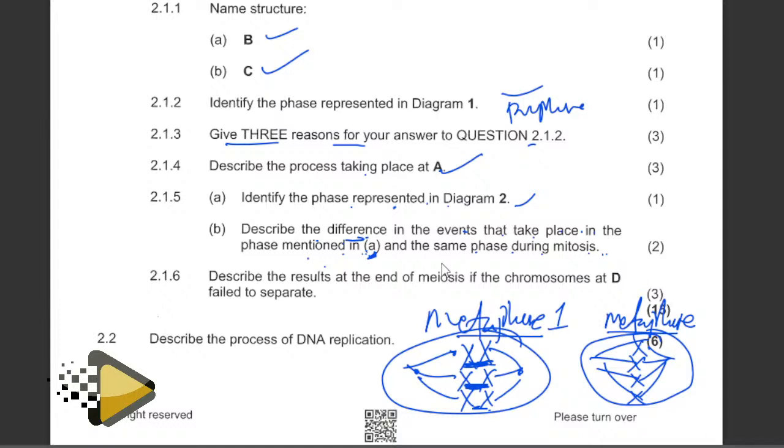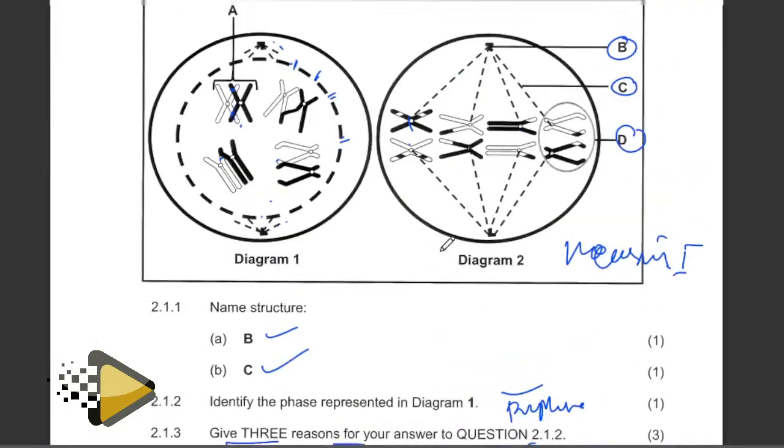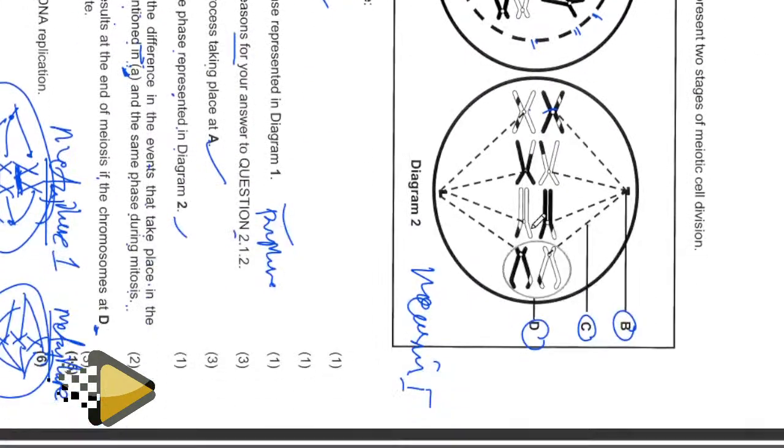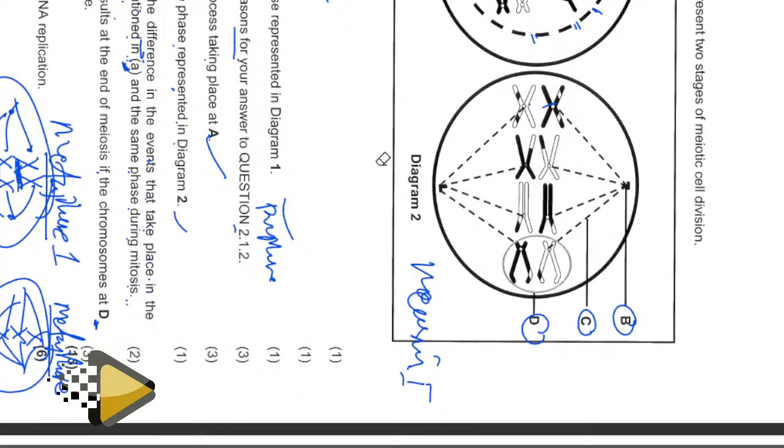Describe the results at the end of meiosis if chromosome D fails to separate. Chromosome D. Okay, let me just turn it so that you see it clearly. What happens if chromosome D does not separate? So basically, this is not a human cell, so don't talk about 47 chromosomes. Here, what you say, okay, definitely it's going to be like this.